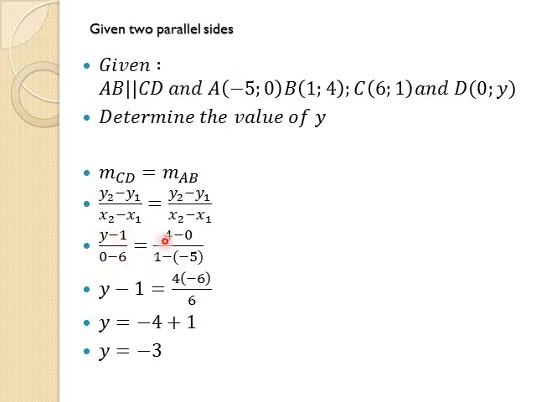It's negative 6, so there becomes 4 times the negative 6. And 1 minus 1 becomes 1 plus 5, which gives me 6. Alright, 4 times negative 6 gives me negative 24. Negative 24 divided by 6 would give me negative 4. If I take minus 1 across the equal sign, it becomes plus 1, and minus 4 plus 1 then gives me minus 3. So there, working with parallel sides, we're going to use gradient.